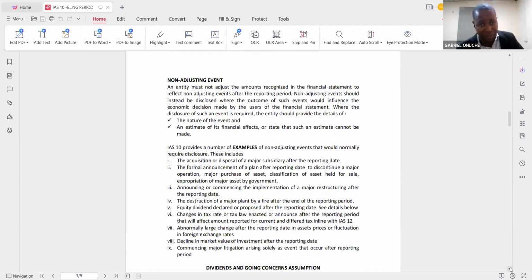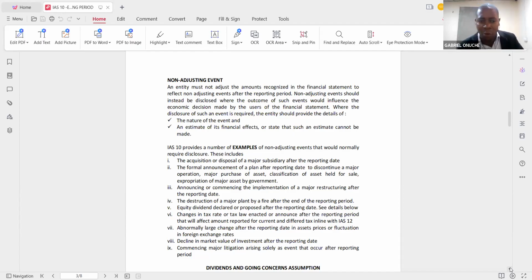Non-adjusting events, as we have seen, only require disclosure. I repeat, it only requires disclosure, and it gives indicative evidence of events after the reporting period. So therefore, an entity is not expected to adjust the financial statements; rather, disclosure is required. And why are we disclosing? Because of its financial impact or its influence on the economic decisions of the users of financial statements. That is why the disclosure is necessary.